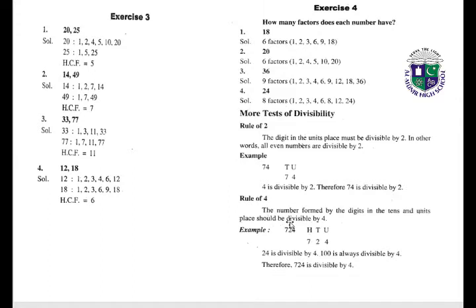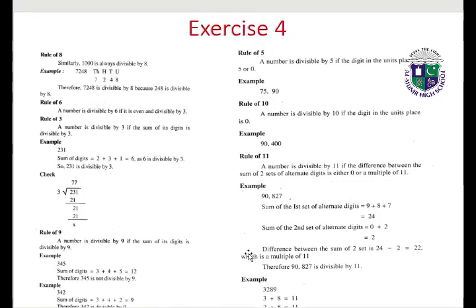Rule number 4: the number formed by the digits in the tens and units place should be divisible by 4. 724: the last two digits are 24. 24 is divisible by 4. 4 sixes are 24, which is always divisible by 4, therefore 724 is divisible by 4.